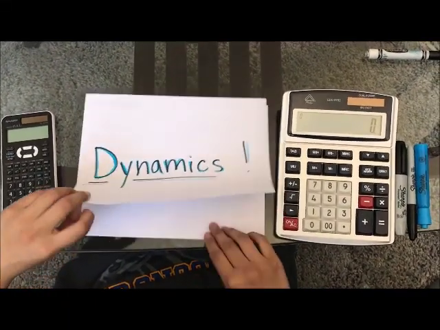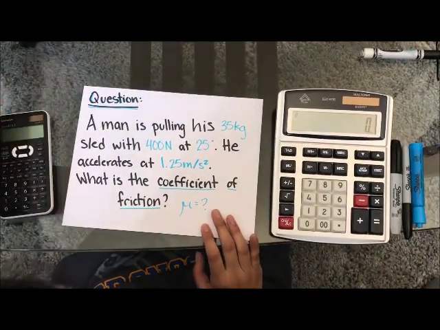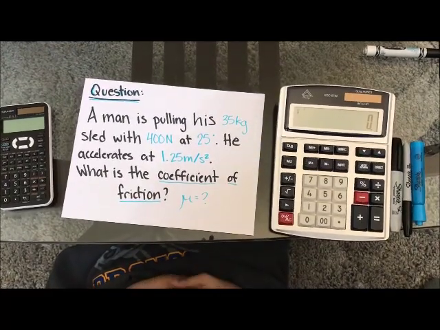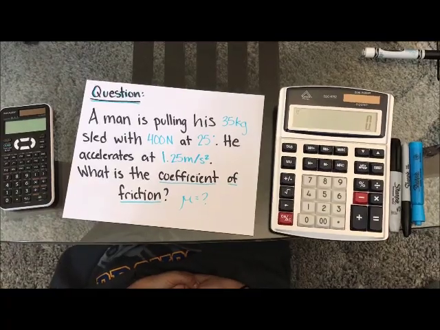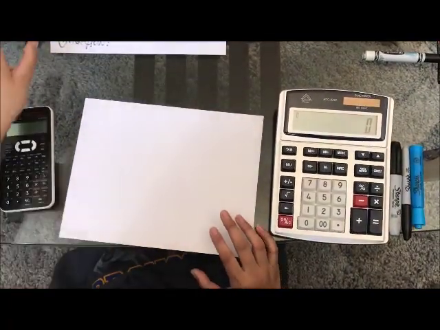Dynamics. So the question is, a man is pulling his 35 kg sled with 400 newtons at 25 degrees. He accelerates at 1.25 meters per second. What is the coefficient of friction? So we're going to start by drawing this out.